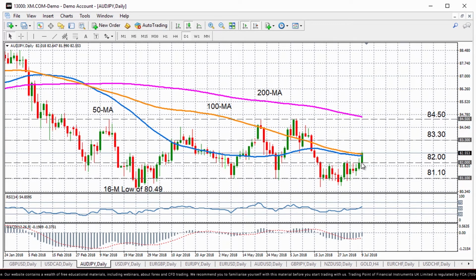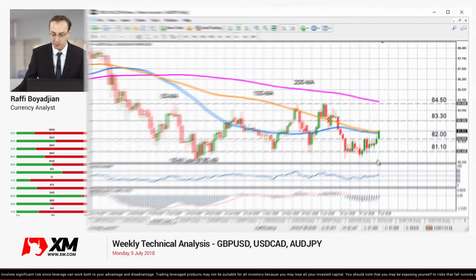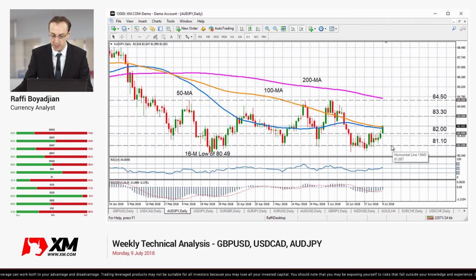However, if we do see the pair reversing lower again, which isn't too likely given the positive signals we're getting from the RSI and the MACD, but nevertheless, support to the downside should come from around the 82 level. Below that, we've got the 81.10 area. And then if we do see a break below 81.10, we're likely to see that 16-month low of 80.49 from back in March coming into focus. A breach of that low could possibly signal a return to the bearish phase that we saw early in the year.